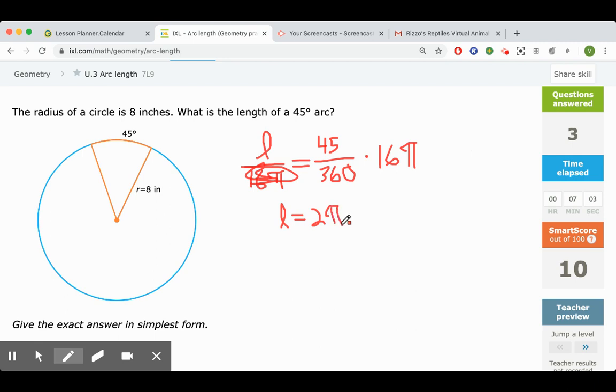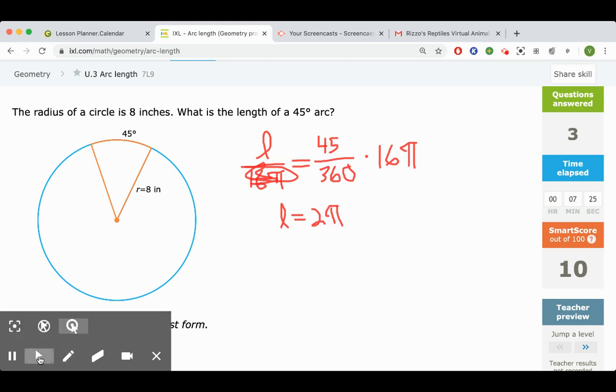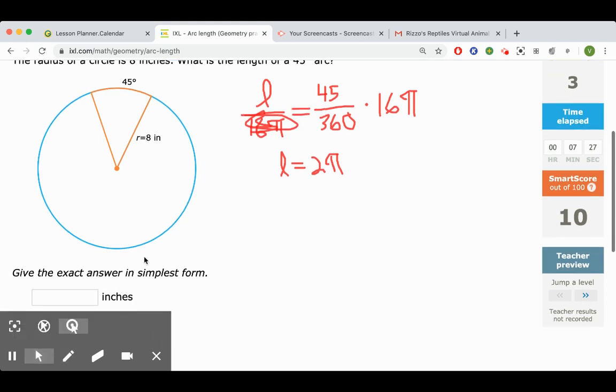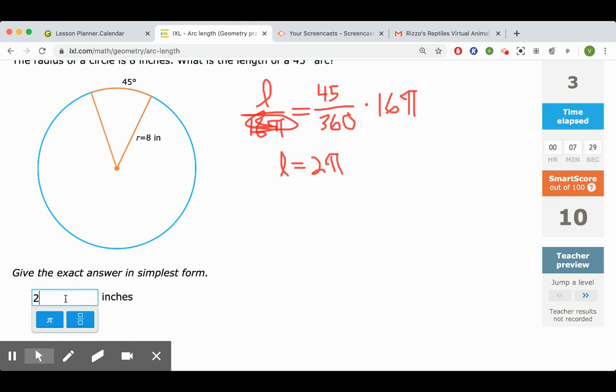Try to stay with me on this. So what you want to do is first find the circumference. Okay? Once you find that, take the number of degrees in the arc, divide it by 360, then times it by the circumference. Okay? Then you don't have to worry about algebra, just a formula.